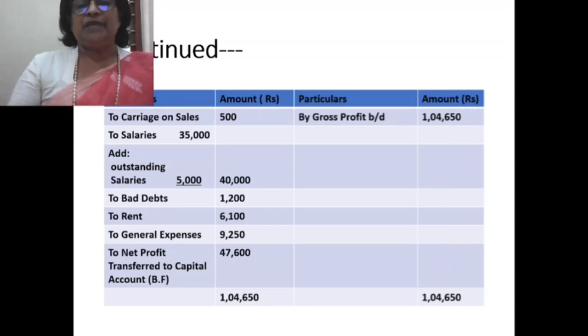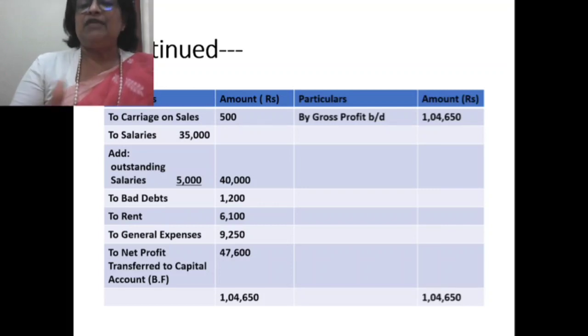Now, debit side of the profit and loss account, to carriage on sales 500. To salaries 35,000, add outstanding salaries 5,000. Outer column 40,000. Remember that this item was also outside the trial balance. So we are adding here. To bad debts 1,200, to rent 6,100, to general expenses 9,250.